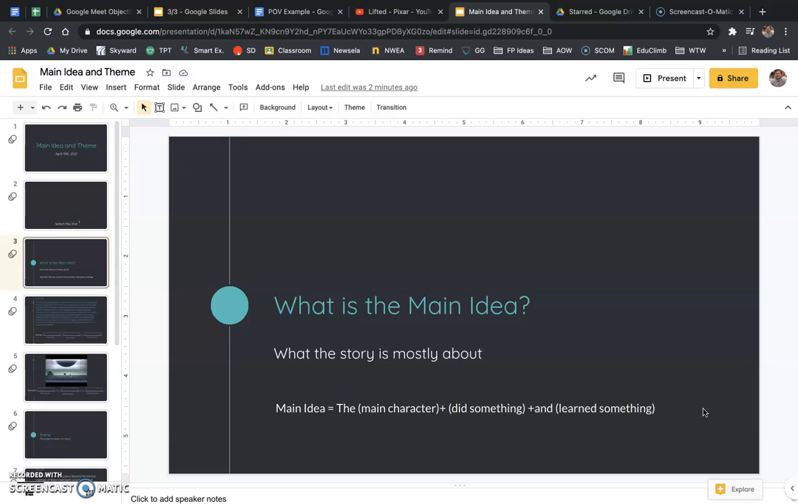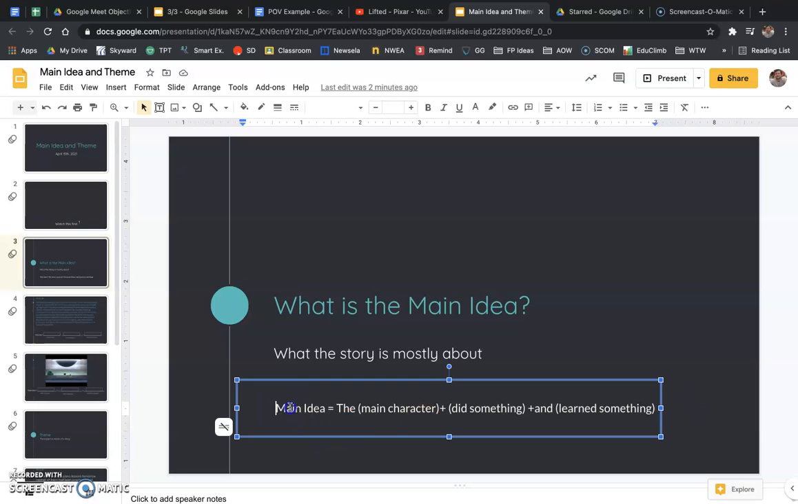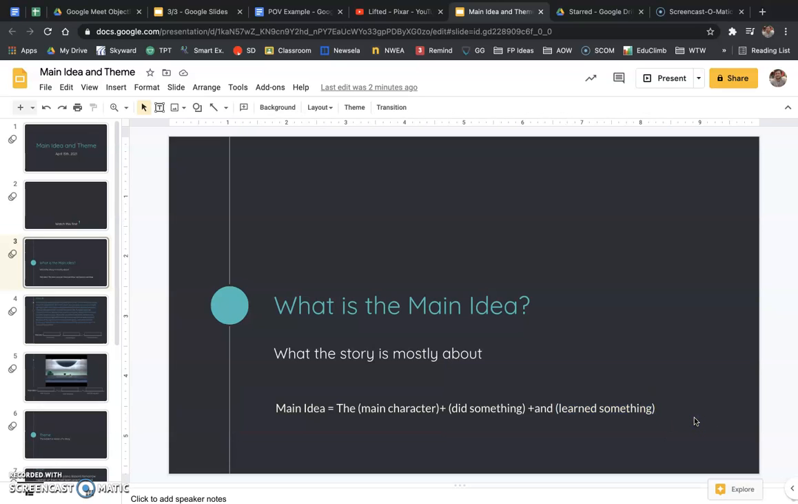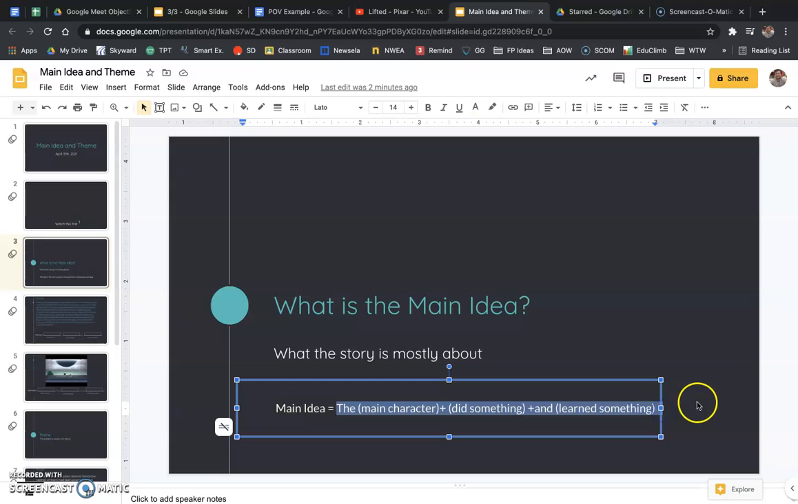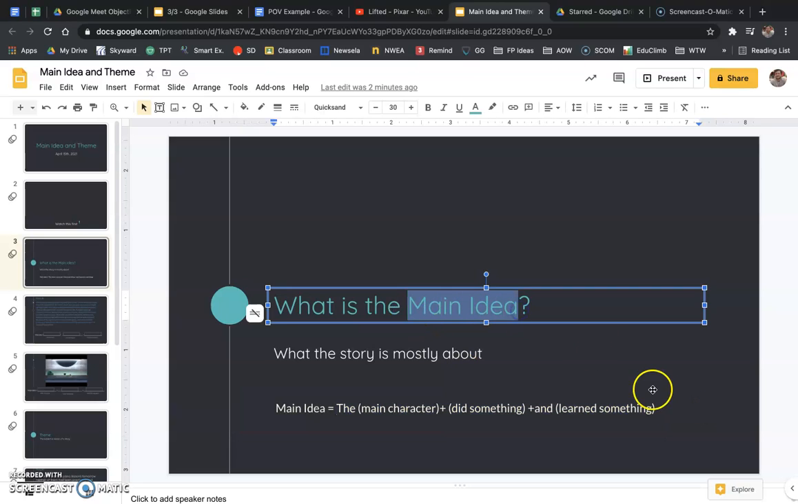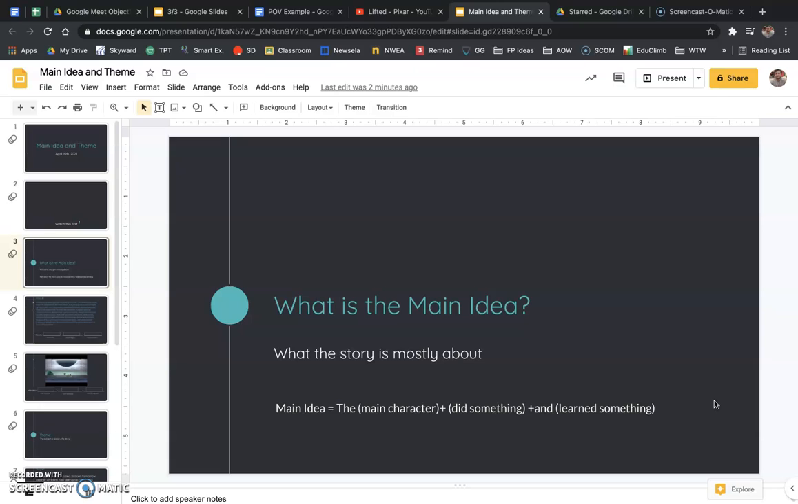For instance, if you remember back with Holes, a good way that we could write the main idea, I'll use this formula here. So Stanley went to Camp Green Lake, and he learned how to make friends and work hard. I used that sentence to find the main idea of the book Holes. Now, there's a lot of other things that happen in the story of Holes, but this is a very basic way of saying what happened. This is the main idea. It's just one sentence, very brief, very short, on what happened during the story.